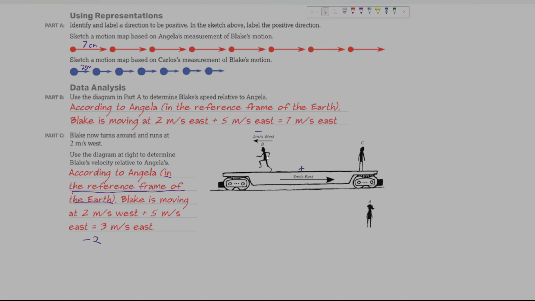In other words, we have negative 2 meters per second plus a positive 5 meters per second. And that would leave us with a positive 3 meters per second. Okay, and since positive is east, then our final answer is east. So I'm just going to circle that as our final answer. That'll make things a lot clearer to somebody who's reading this.